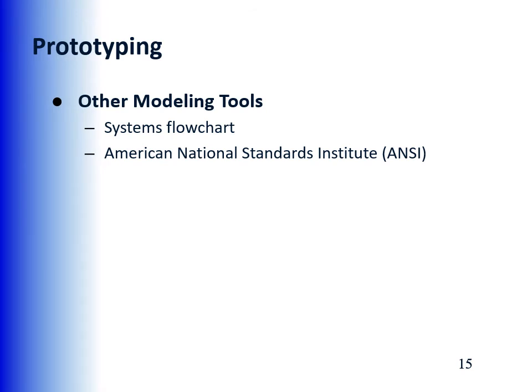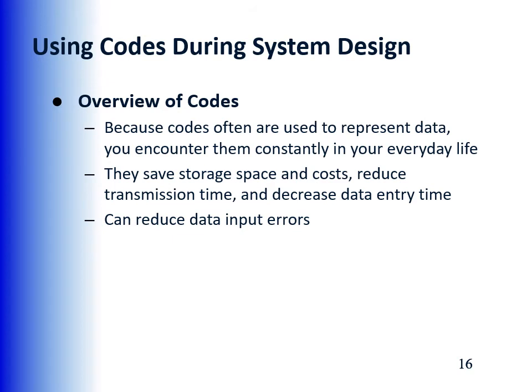Other modeling tools, for example, system flowchart and the American National Standards Institute (ANSI). This is the last topic covered in chapter 5, development strategies, which is using codes during system design. A code basically is a set of letters or numbers that represent a data item. Codes can be used to simplify output, input, and data format.